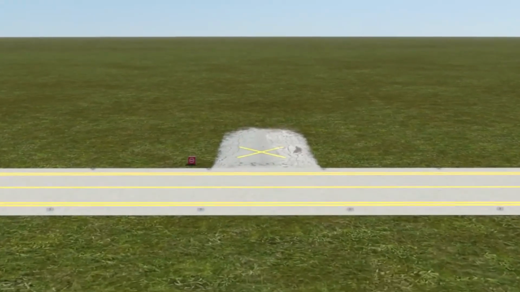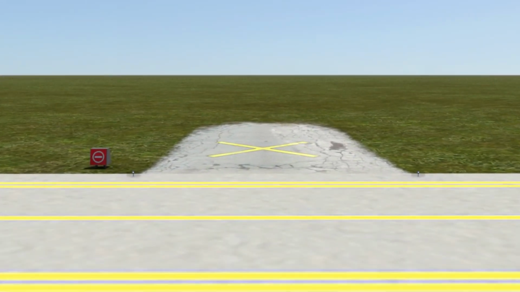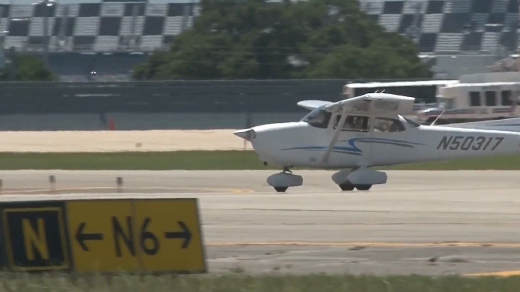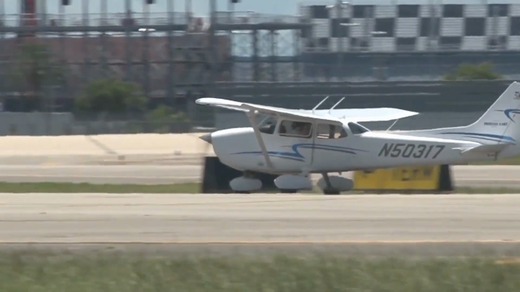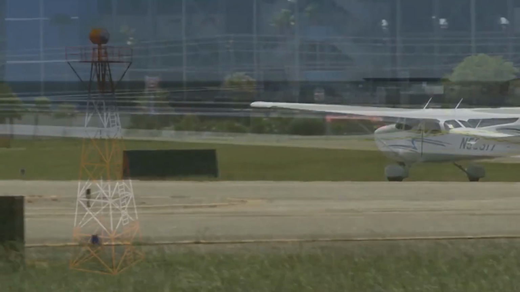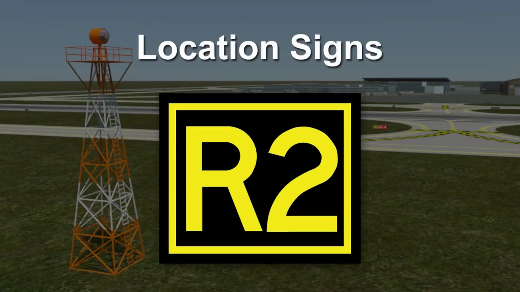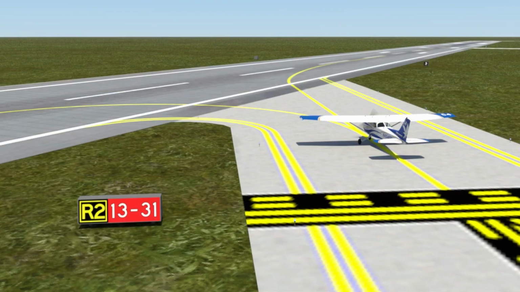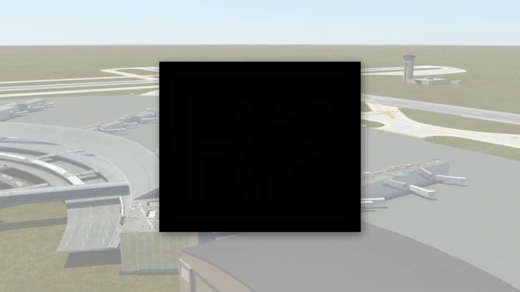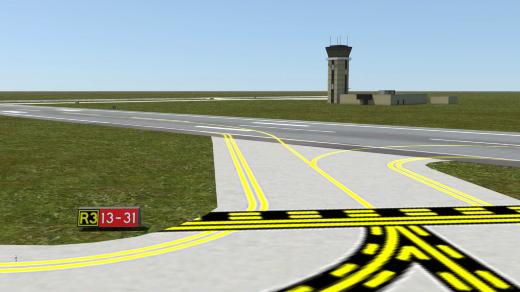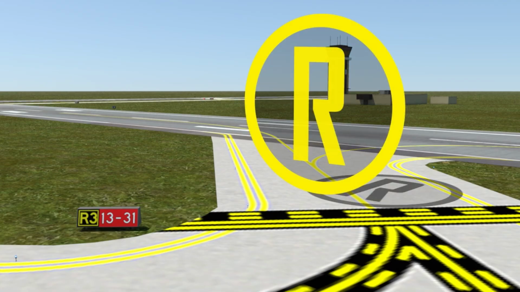The final mandatory instruction sign we'll discuss is the sign prohibiting aircraft entry into an area. This sign is typically used on a taxiway intended to be used for one-way traffic, or on a vehicle road, so aircraft don't mistake it as a taxiway. The next type of sign we'll discuss is the location sign. Location signs are used to identify either a taxiway or runway on which the aircraft is located. The sign consists of a black background with yellow text and a yellow border. The text will either be the runway or taxiway name as appropriate.